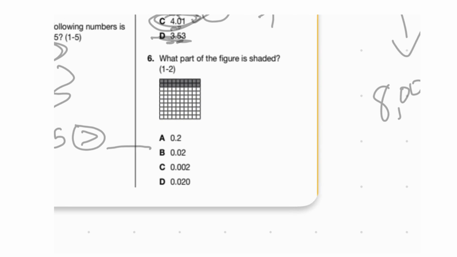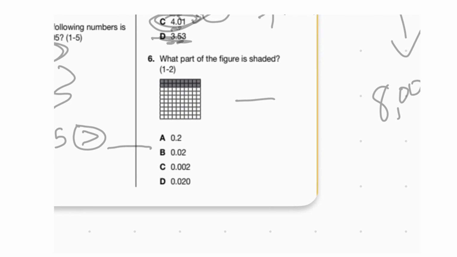And then what part is shaded? We know that there's 100 squares in this. We know that here's 10, here's another 10. So we know it's 20 hundredths. So no whole numbers. And then it would not be 2 tenths, because this would look like 2 tenths. This would be 2 hundredths.